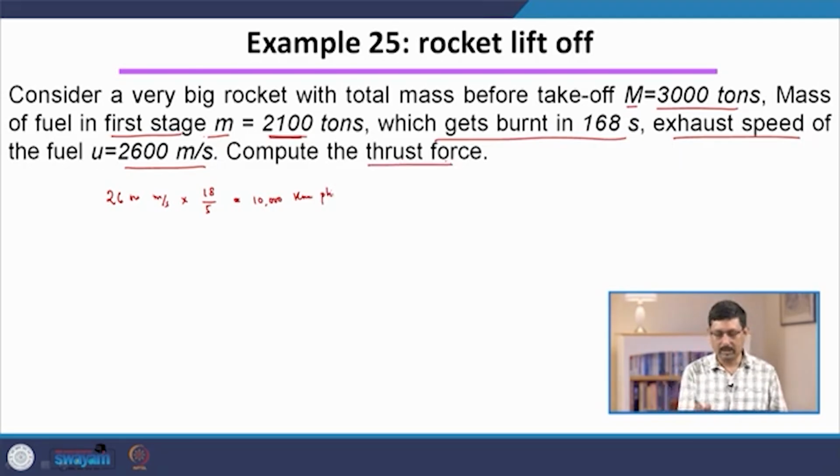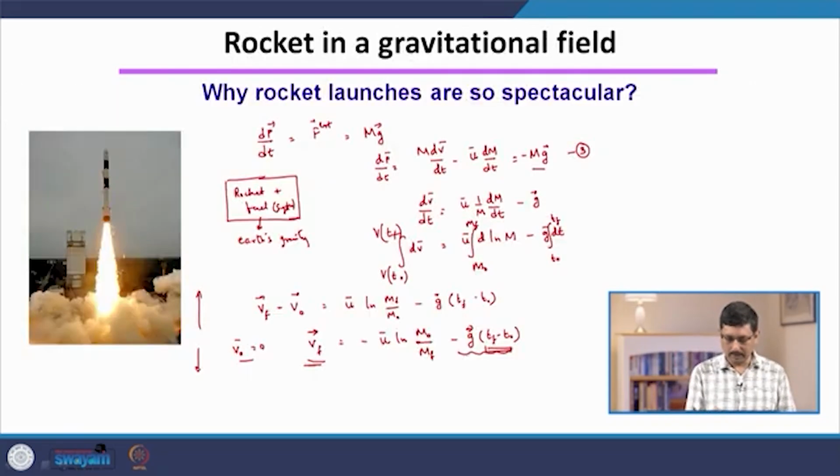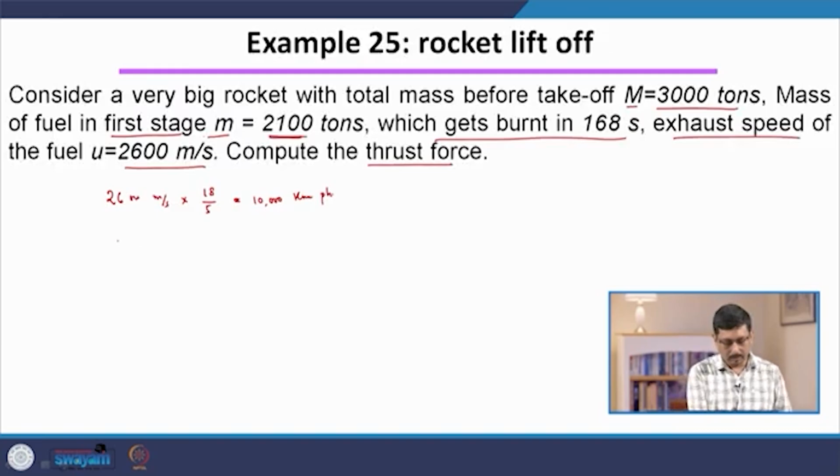Now, compare the thrust force. What is the thrust force? The thrust force is this quantity. This term is called the thrust force, the thrust that is put on the rocket by the ejected fuel. So, the problem basically asks you to calculate it. u is given as 2600 meters per second, in the negative y direction. Let us consider upward as our positive direction.